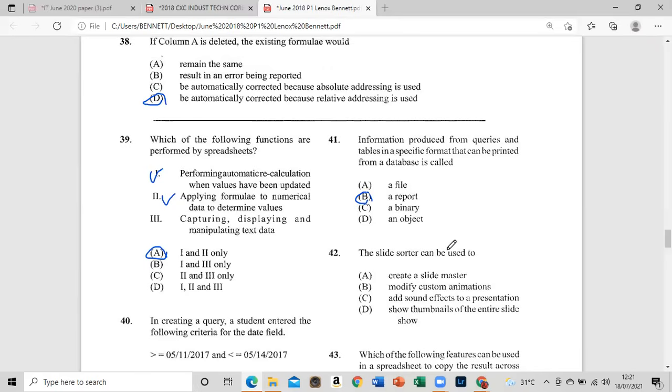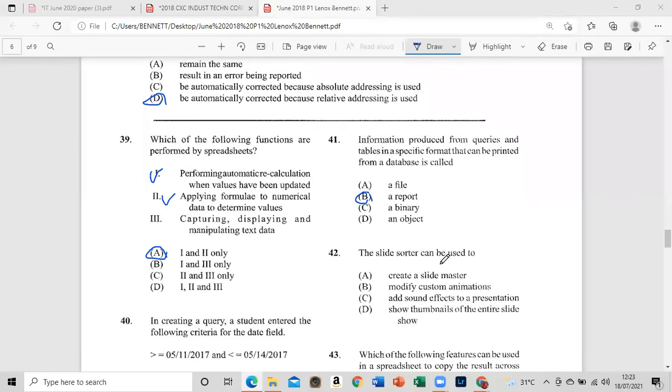The slide sorter can be used to create a slide master, modify custom animation, sound effects of a presentation, show thumbnail of the entire slide show. I'm not sure of that one, you know, guys. Remember it carefully. All right, so we're going to make that one there, and it's actually show thumbnail of the entire slideshow. All right, let's move on to 43.